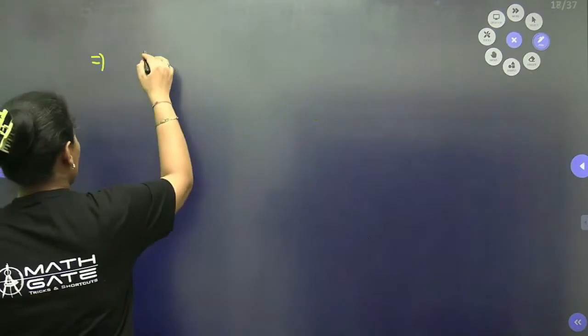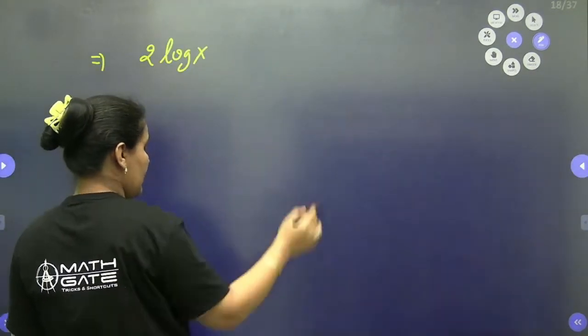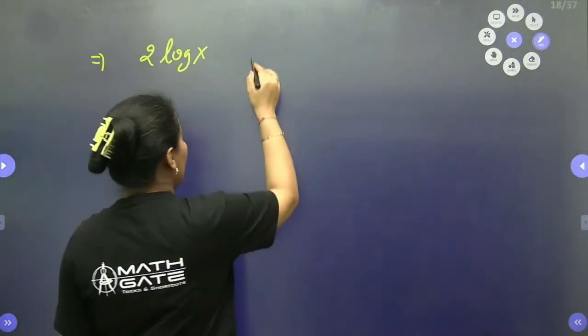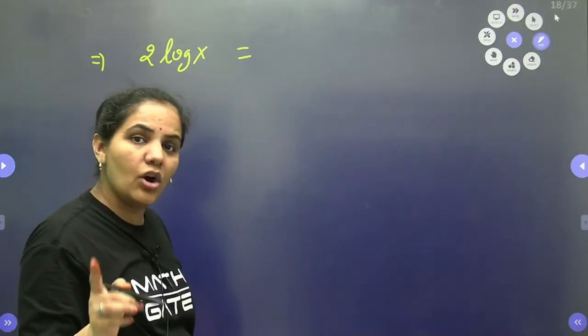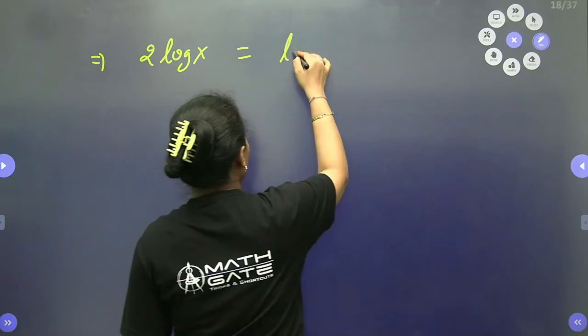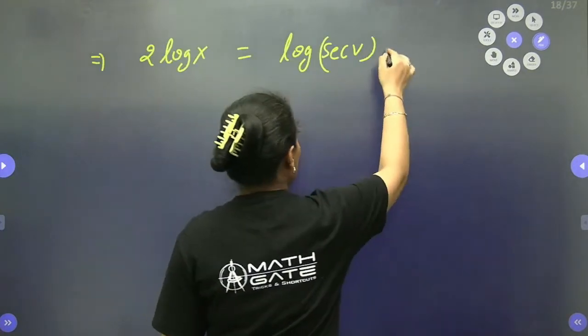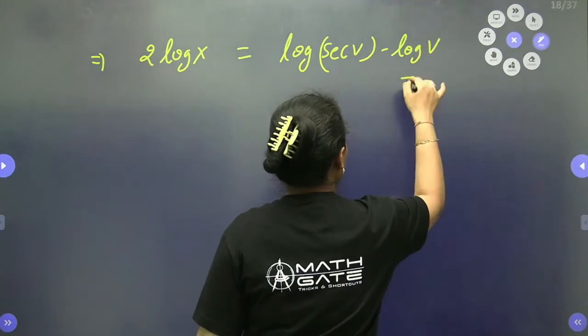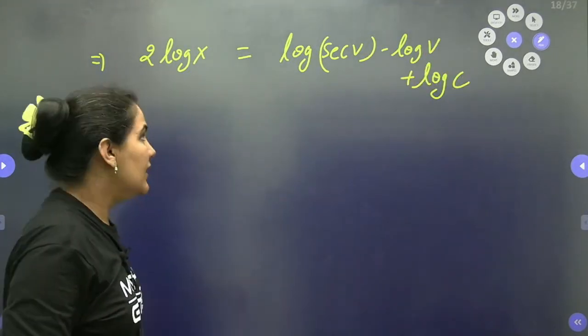So when we integrate this one, it will be twice log of x. The v and v will be cancelled out, so we have to find the integration of tan x only. You know very well the integration of tan x is log of sec x. So we can write here log of sec v, minus log of v, plus we have to write the constant also, that will be log of c only, right?